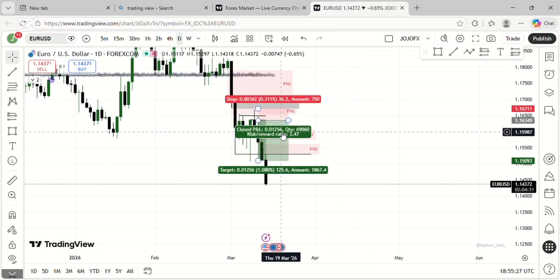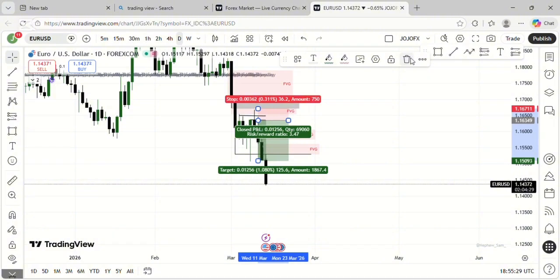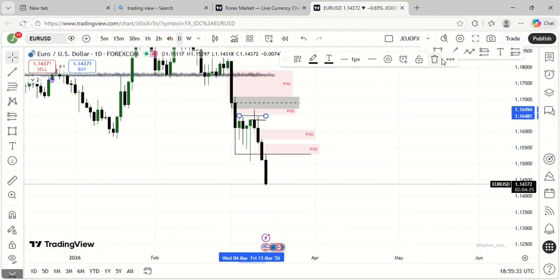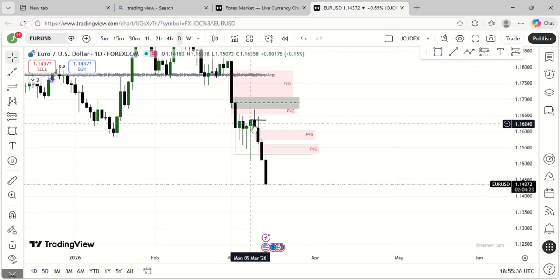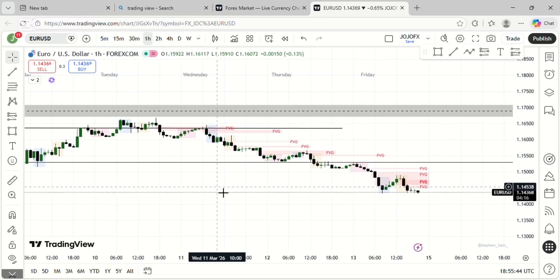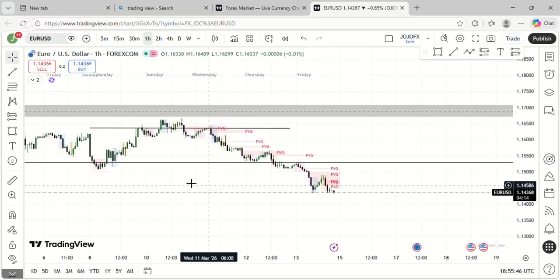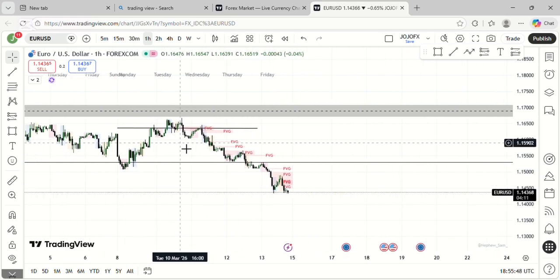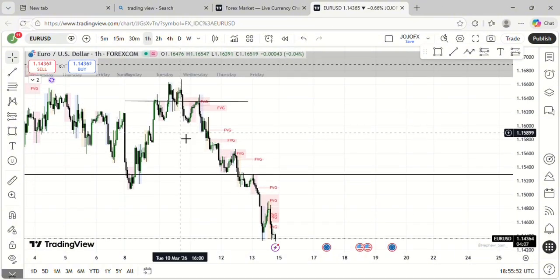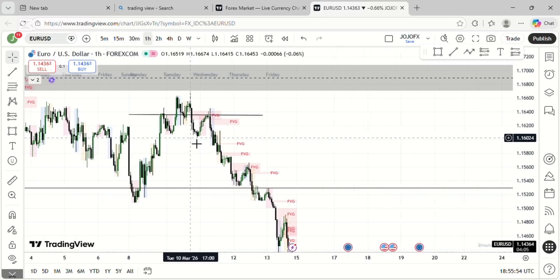So what I did, I had to go down to the lower time frame to look for a more precise entry. So on the lower time frame, this is what we're coming to. First off, I went to the 1 hour time frame, and on the 1 hour time frame what I was hoping to see was a point of interest that I can use to look for a more precise entry.